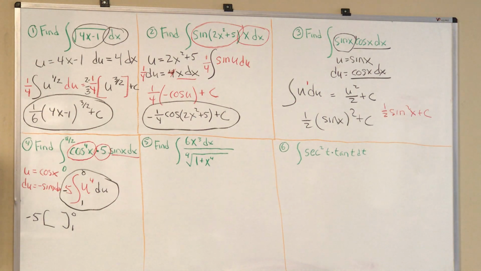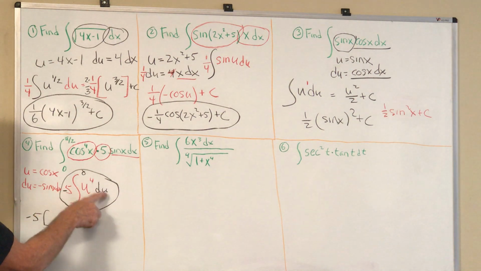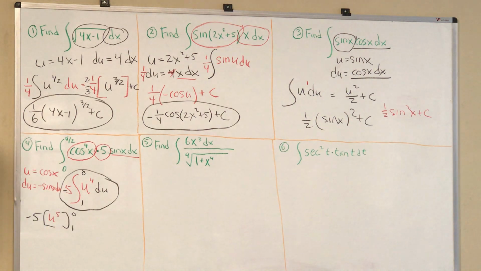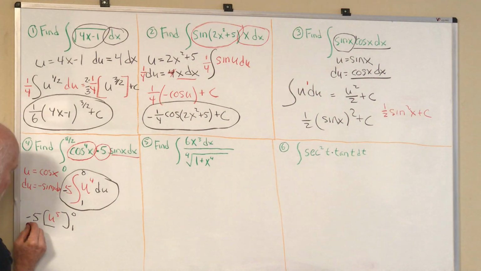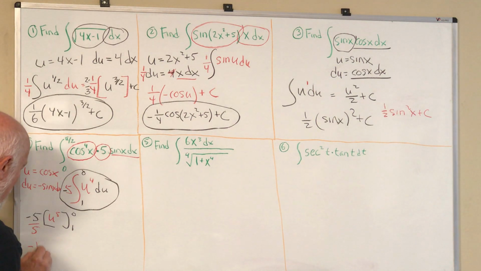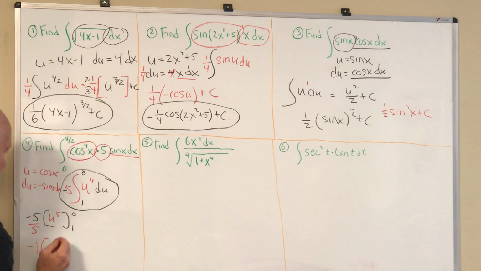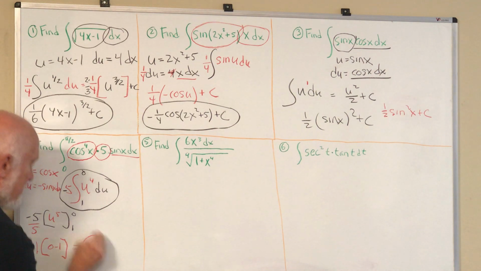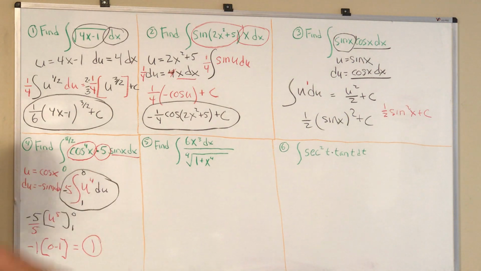We just do our fundamental theorem. What's the antiderivative of u to the fourth du? U to the fifth divided by 5, which you can either leave in here or bring out front. So we're left with negative 1 times 0 minus 1. So the whole answer to this definite integral is a big 1.